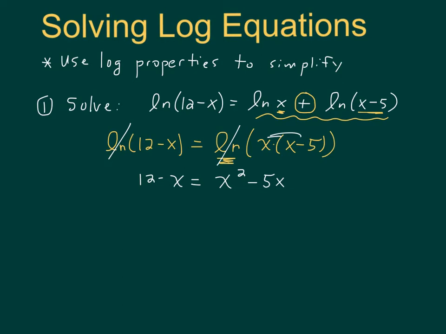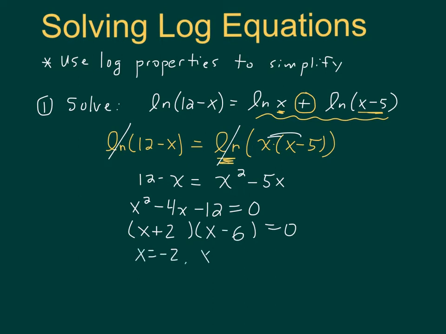Since this is a quadratic, let's bring everything over to one side. So if I were to add over x, I would have minus 4x, and then I'm going to subtract over my 12 so that it's equal to 0. This is factorable. So we're going to have x plus 2 and x minus 6. From there, we're going to get negative 2, and we're going to get positive 6.